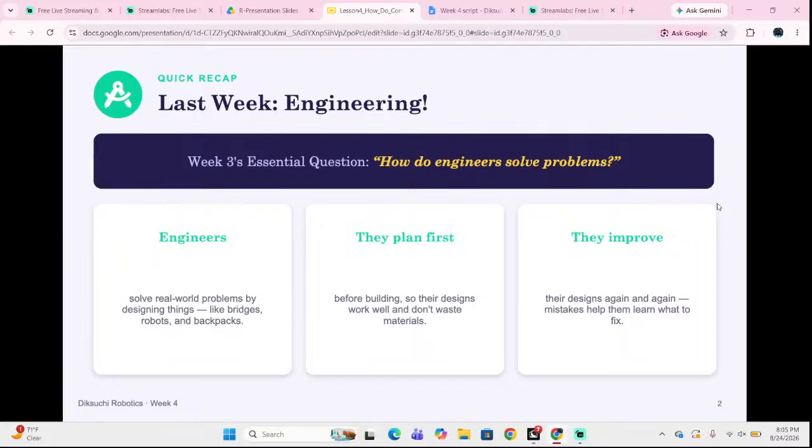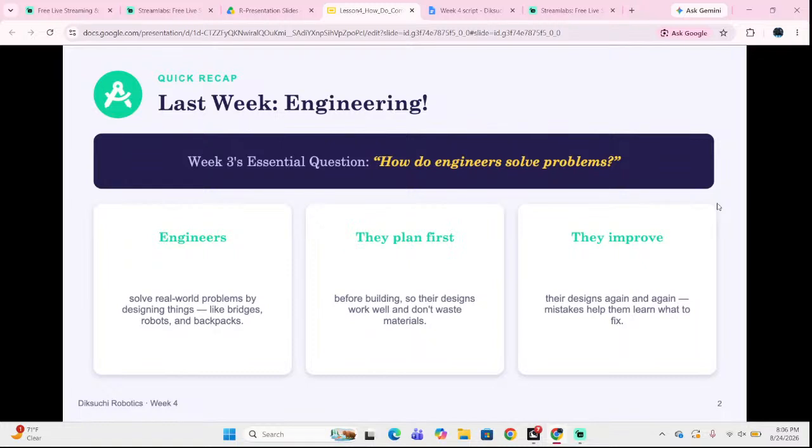First, engineers solve real world problems by designing things like bridges, robots, and even backpacks. Second, engineers plan first before they start building, so their designs actually work well and they don't waste materials putting something together wrong. And third, engineers improve their designs again and again. They're not afraid of mistakes. Mistakes actually help them learn exactly what needs to be fixed. Hold on to that idea of improving again and again because it's going to come back in a big way today when we talk about something called debugging. Engineers and computer scientists actually have a lot in common. You're about to see why.